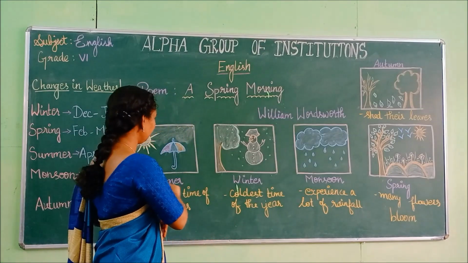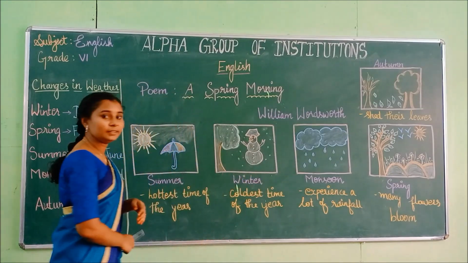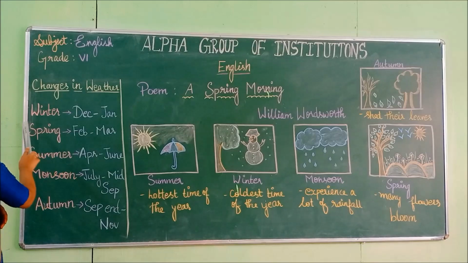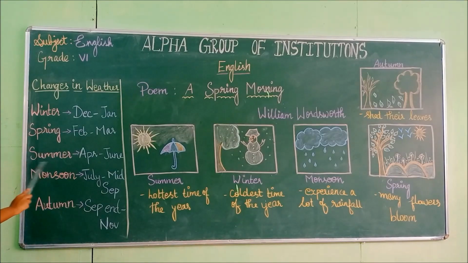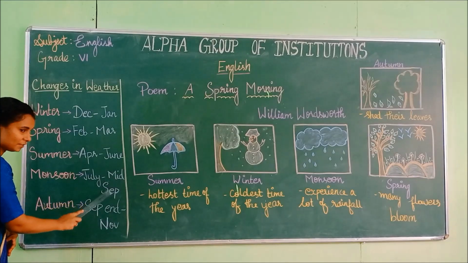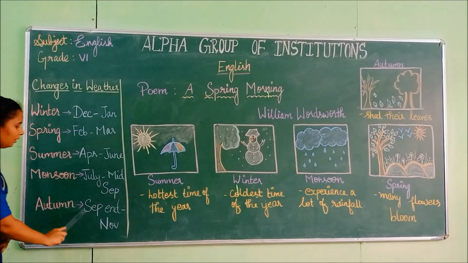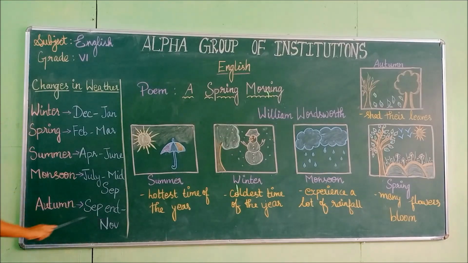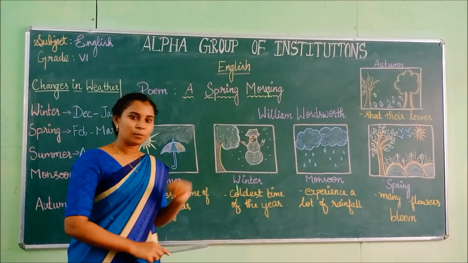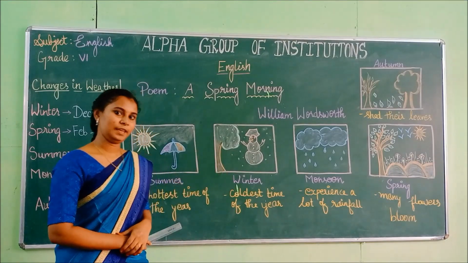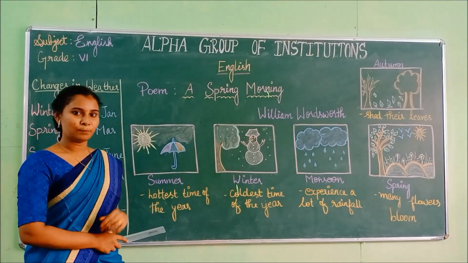Okay, children, so we have seen all the seasons so far, right? So what are the seasons? Can we recall now? Yes, winter, spring, summer, monsoon and autumn. So the months: winter, December to January; spring, February to March; summer, April to June; monsoon, July to mid of September; autumn, end of September to November. So have you all understood the monsoons and the seasons so far? Yes, very good. So we'll move on to the poem now.